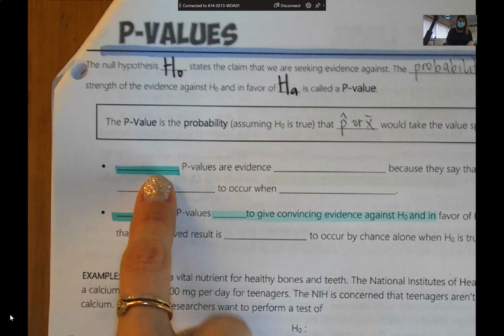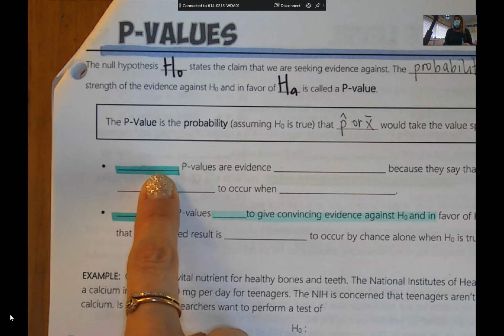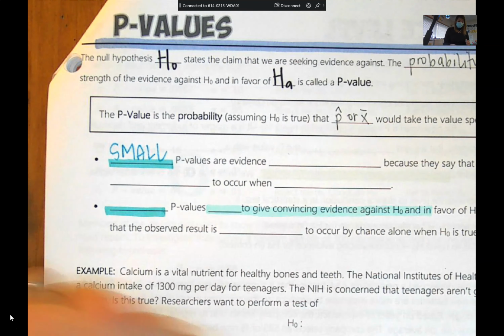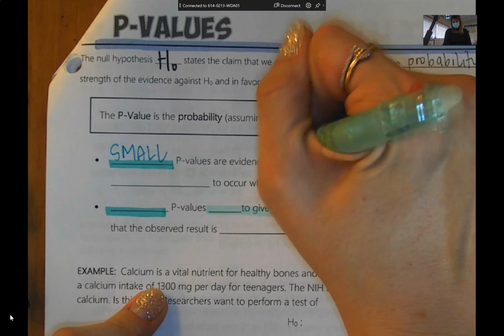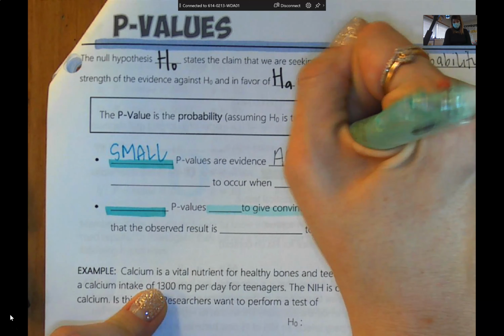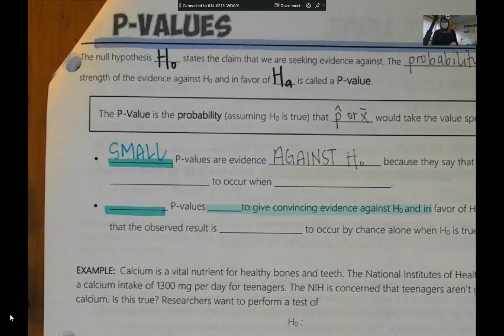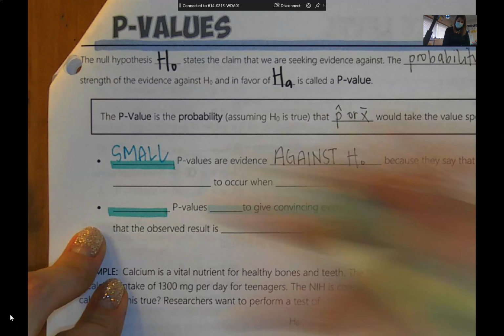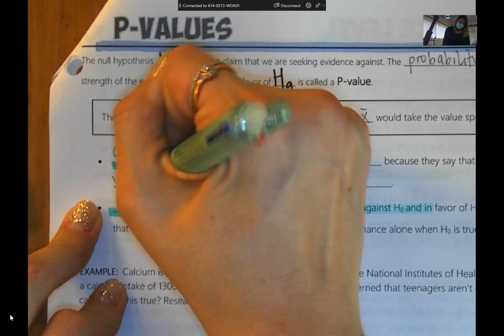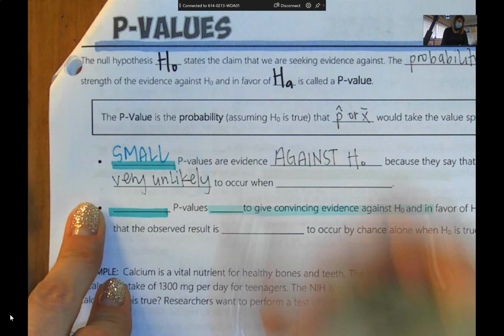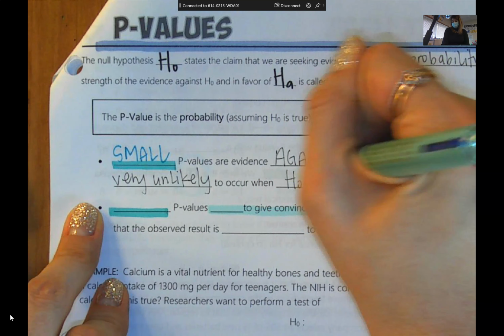Small p-values are evidence against the null, so evidence against H0, because they say that the observed result is very unlikely. Not just unlikely, very unlikely to occur when H0 is true.